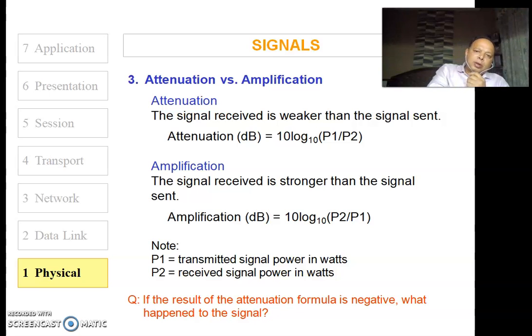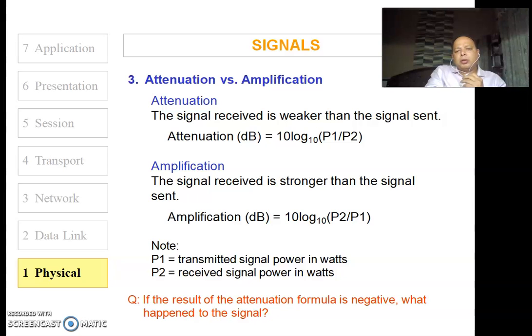Now the most important factor here is the difference between attenuation and amplification. Basically, attenuation is the weakening of the signal as it travels over the line. On the other hand, amplification is expressed as the reverse of attenuation, that is the ratio of P2 to P1, which is taken further by the log of P2 by P1 to the base 10, into 10. So that is amplification.